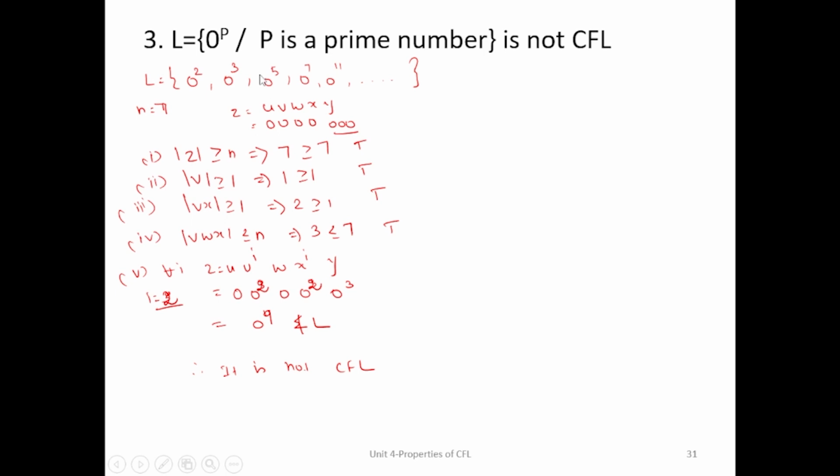So I am going to take the third problem, 0 power p, where p is a prime number. So the number of zeros should be a prime number. Prime numbers start from 2 onwards: 2, 3, 5, 7, 11. Either you take the third string, otherwise the fourth symbol. I am taking the fourth string. So for framing the fourth string, the n value should be 7.